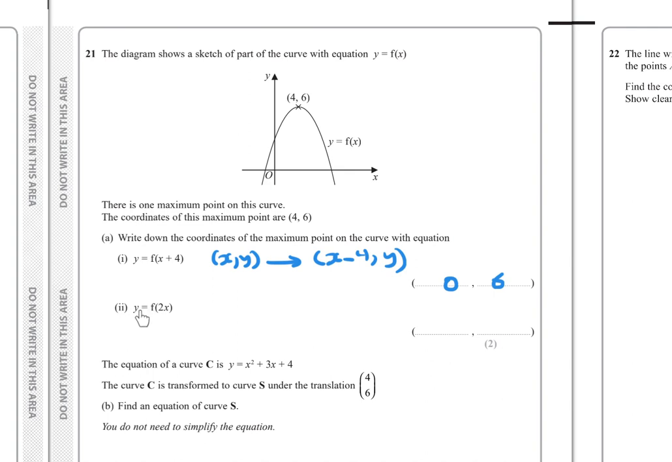Next one, y equals f(2x). If we substitute x by 2x, this is a horizontal stretch by scale factor 1 over 2, so this means the point (x, y) will be (half x, y). So when you multiply x by 2, you have to divide x by 2. So the point (4, 6) will be (2, 6).